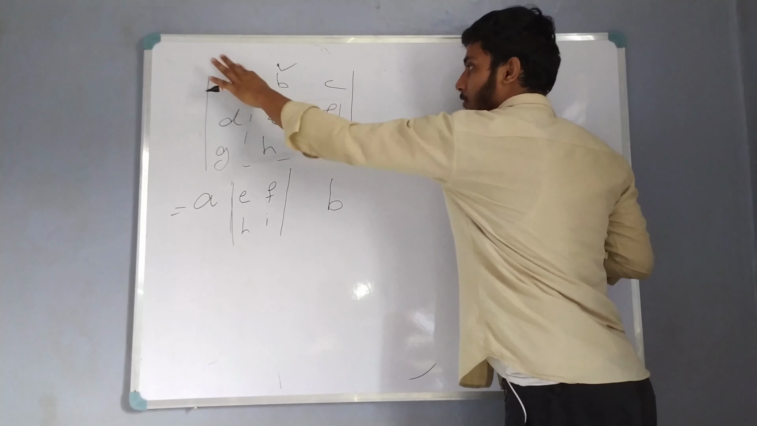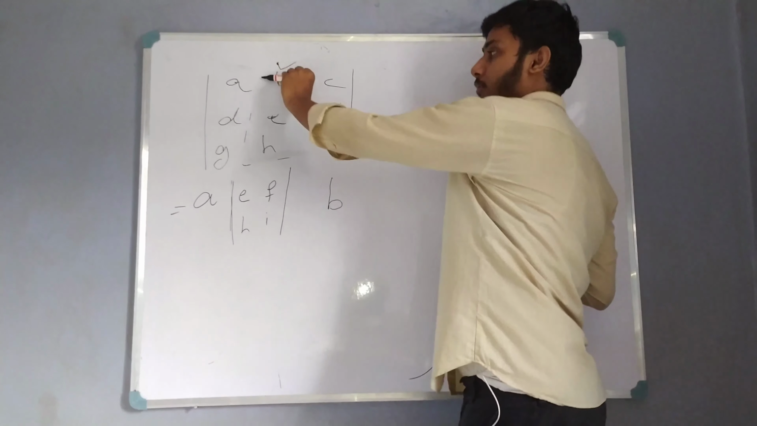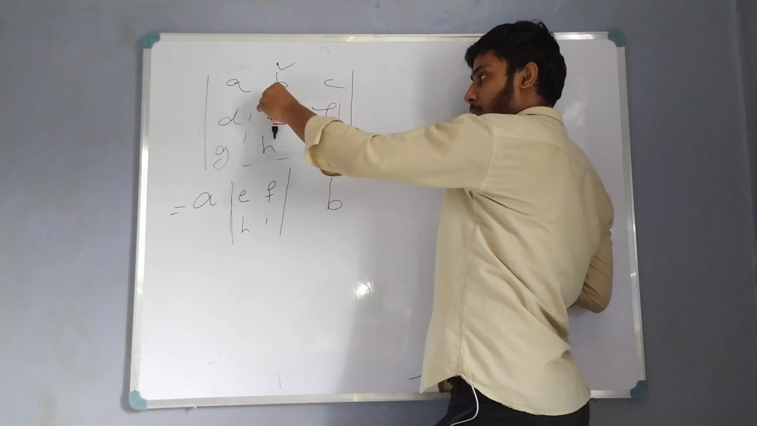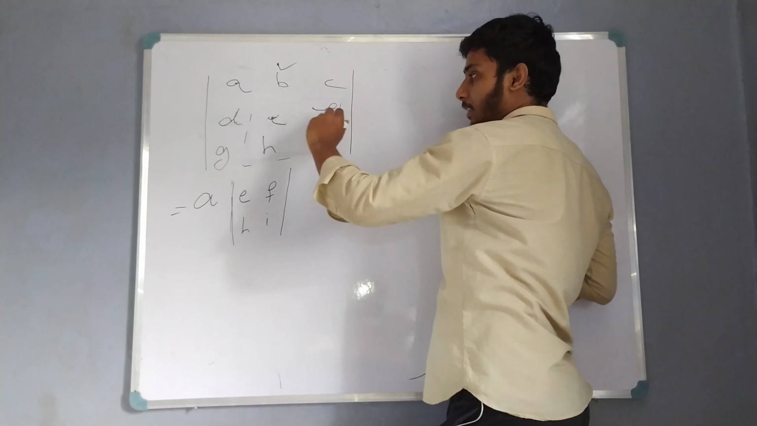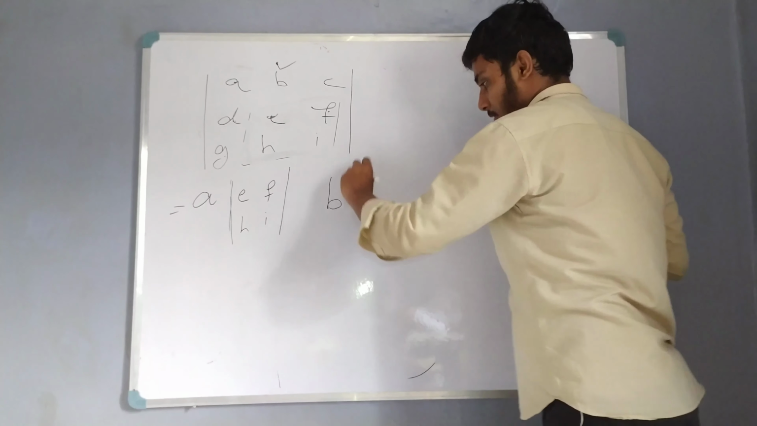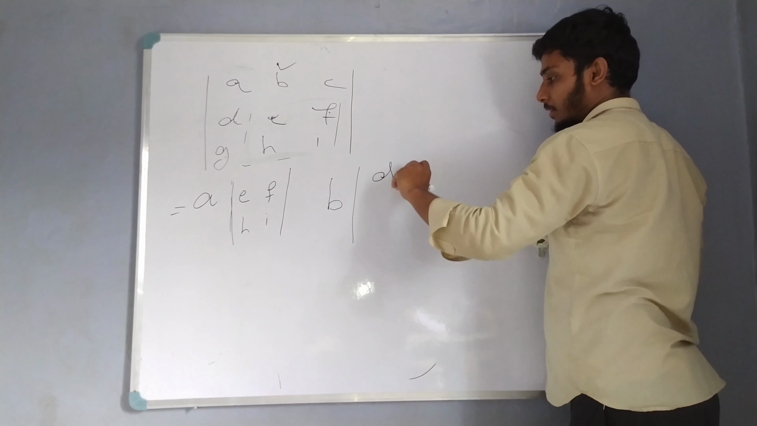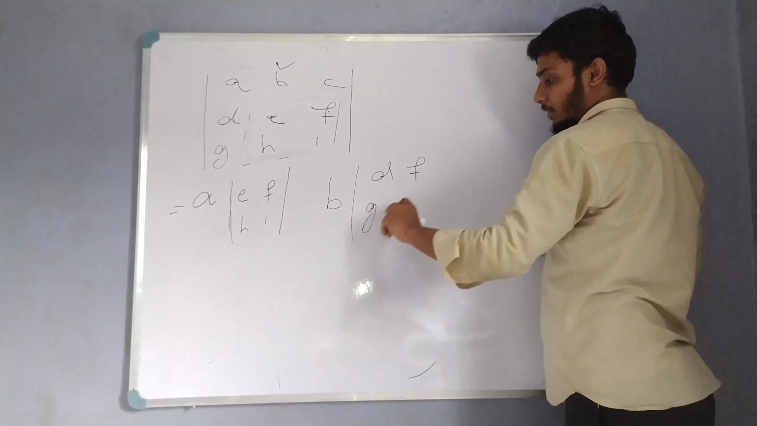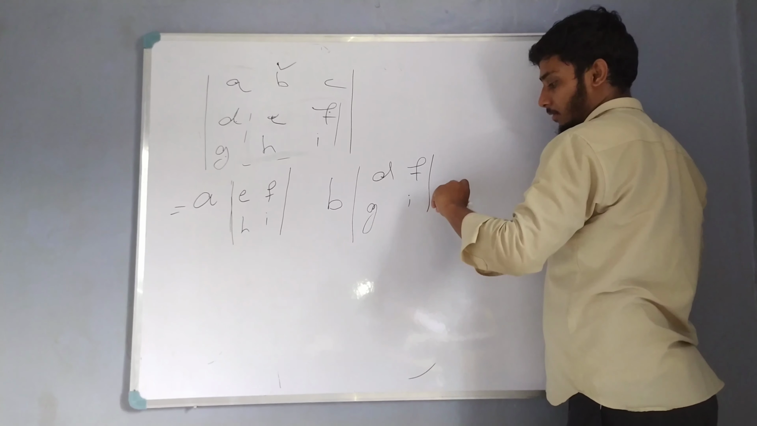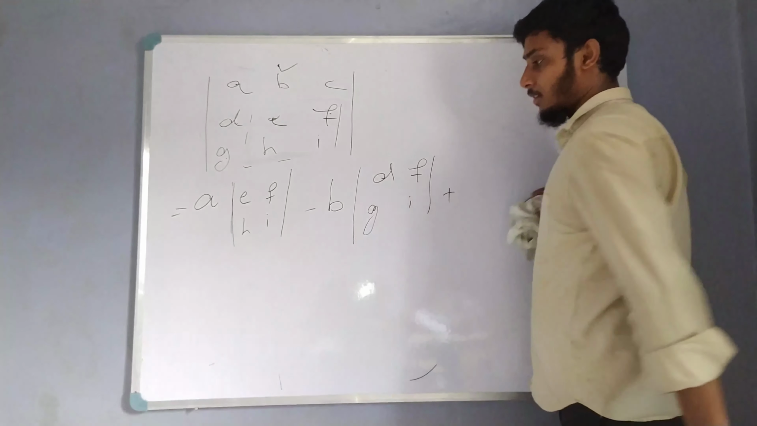This time we have taken B. So we have to remove this row and this column. So what will you get? You will get D, F, G, I. Plus here will be minus.